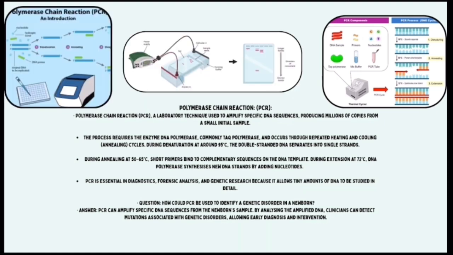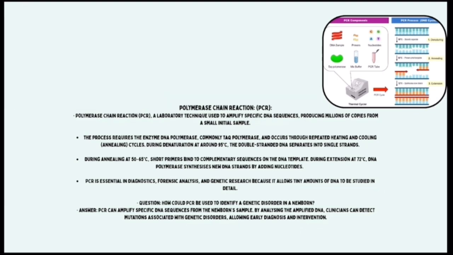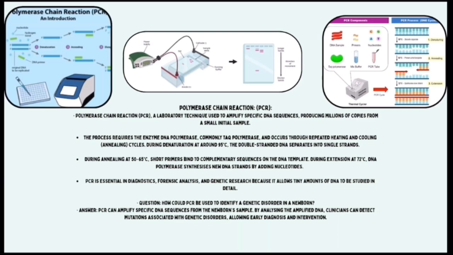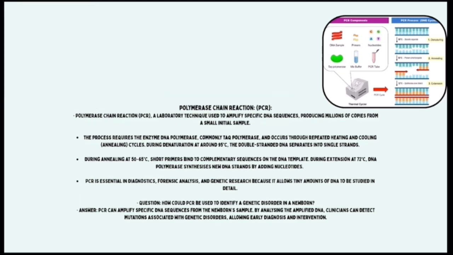During annealing at 50 to 65 degrees Celsius, short primers bind to complementary sequences on the DNA template. During extension at approximately 72 degrees Celsius, DNA polymerase synthesizes new DNA strands by adding nucleotides. PCR is essential in diagnosis, forensic analysis, and genetic research because it allows tiny amounts of DNA to be studied in detail.